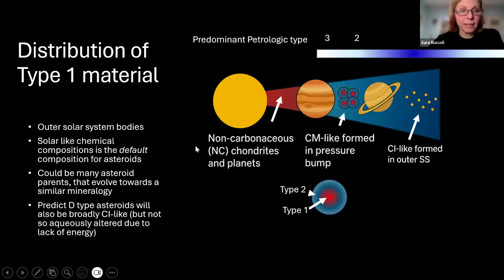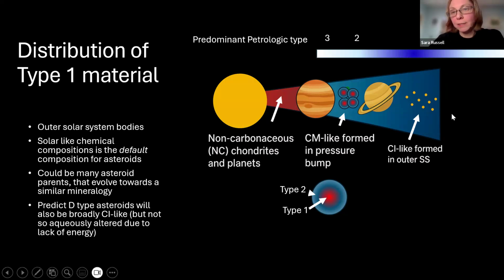Okay, so this is the way I see it. The non-carbonaceous chondrites formed in the inner solar system between the Sun and Jupiter. And beyond Jupiter, the carbonaceous chondrites were formed. The CMs probably formed in a pressure bump maybe around Jupiter. And here they would have formed in bodies maybe a little bit bigger than the CIs, where they were hot enough to reach type 1 temperatures in the center. Whereas the CIs formed in the outer solar system beyond Saturn.